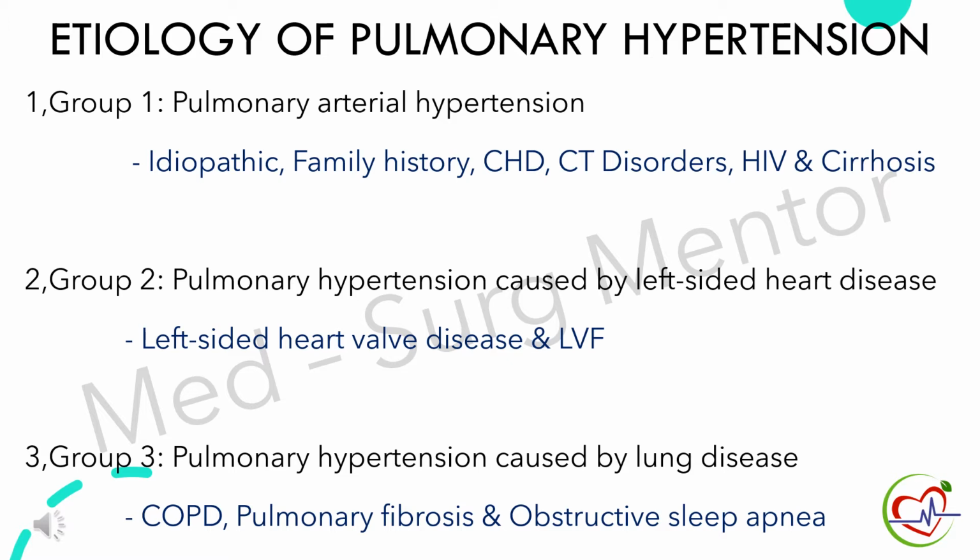And the second group is pulmonary hypertension caused by left-sided heart diseases such as left-sided heart valve diseases and left ventricular failure. Third group is pulmonary hypertension caused by lung diseases. And examples are chronic obstructive pulmonary disease, pulmonary fibrosis, and obstructive sleep apnea.